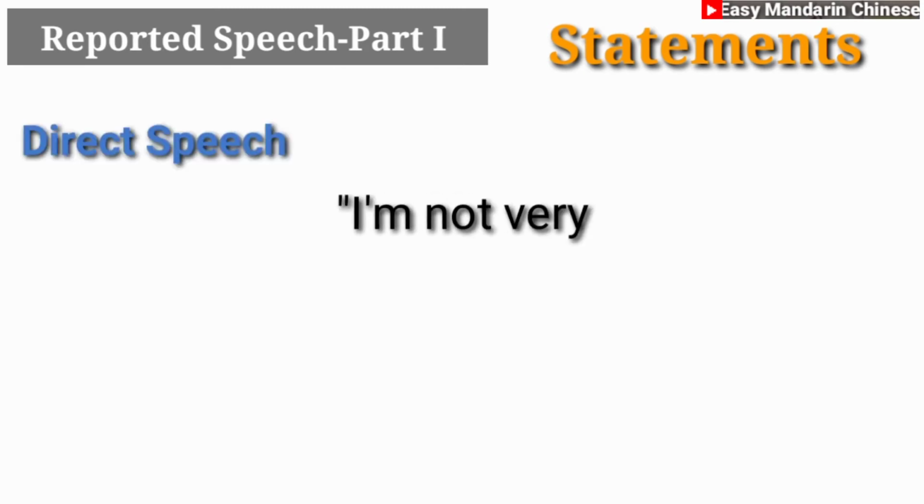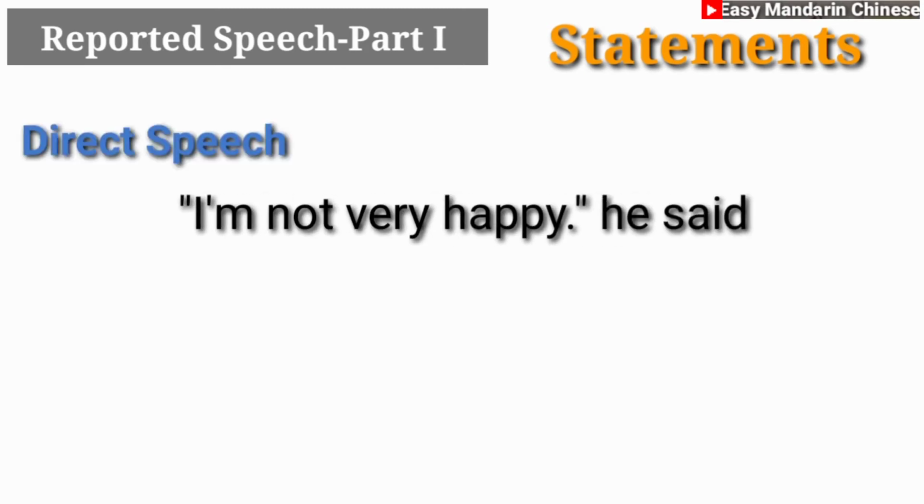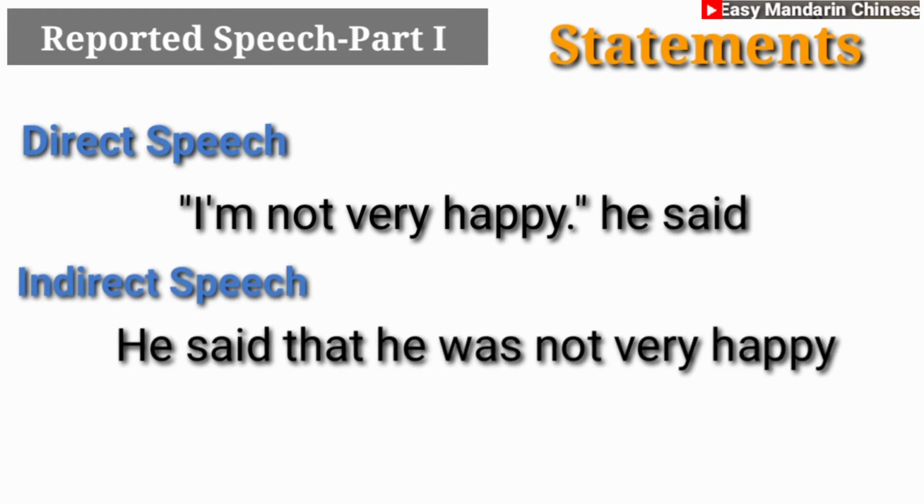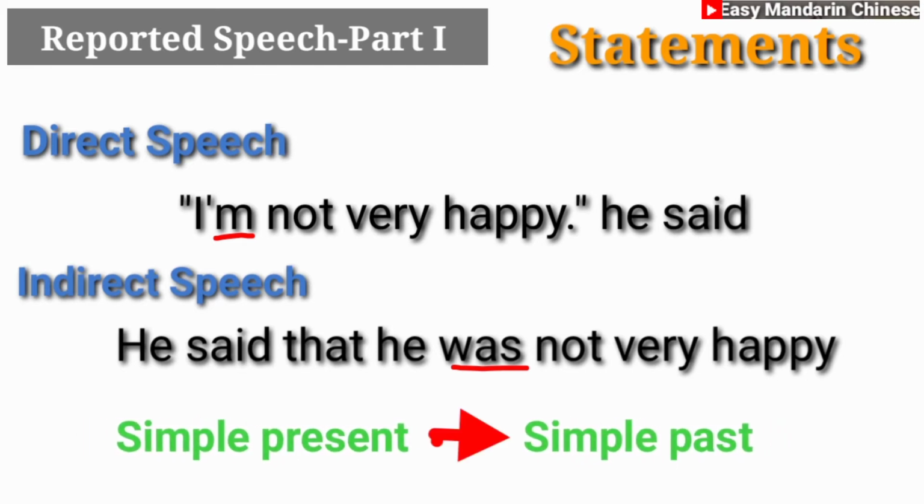Direct speech: "I'm not very happy," he said. Indirect speech: He said that he was not very happy. Note that the verb to be in the direct speech is in the present simple, but it actually changed into the past in the indirect speech. So, simple present becomes simple past.